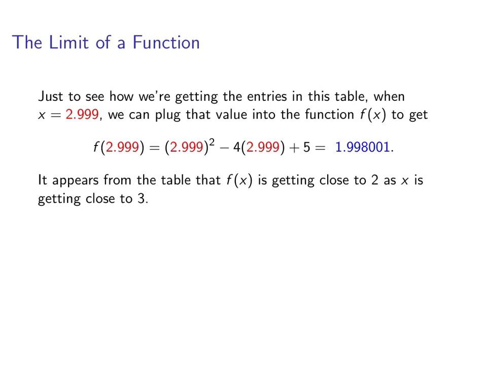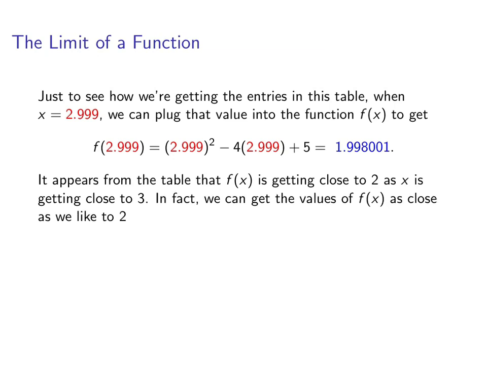If you go back and look at the table, what we can see is that f of x is getting close to 2 when x is getting close to 3. In fact, what we can do is we can make the values of f of x to be as close as we like to 2 by taking x to be sufficiently close to 3.